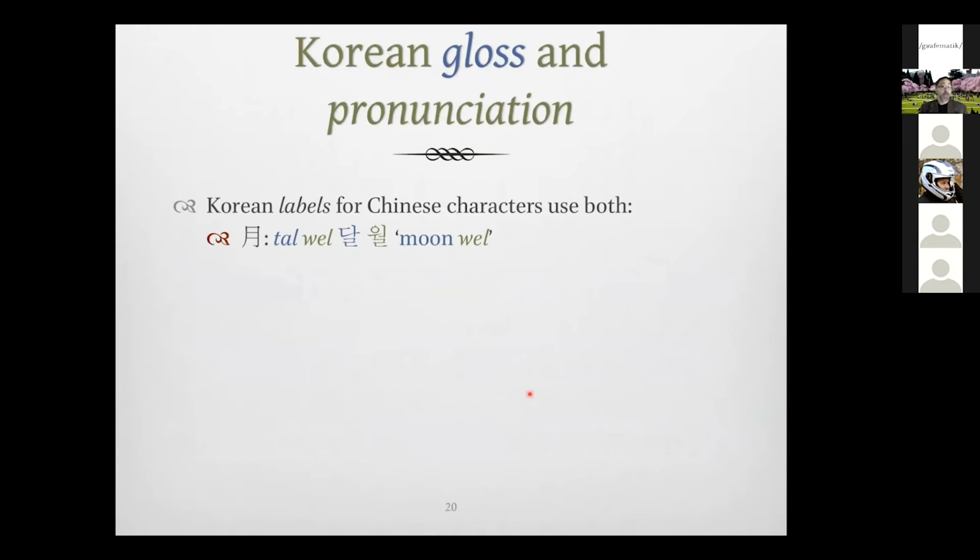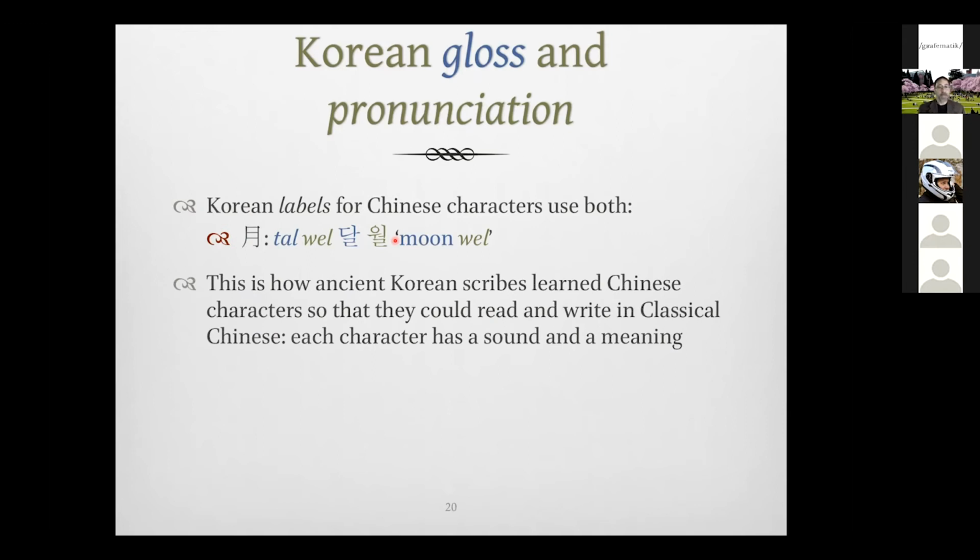And this is the way Chinese characters are labeled for Koreans. You label a Chinese character by giving its meaning and giving its pronunciation. So this Chinese character for moon is named tal wol, the character pronounced wol, which means moon. This is how ancient Korean scribes learned Chinese characters when the only way to read and write in Korea was to write in classical Chinese. Each character was memorized with a sound and a meaning.